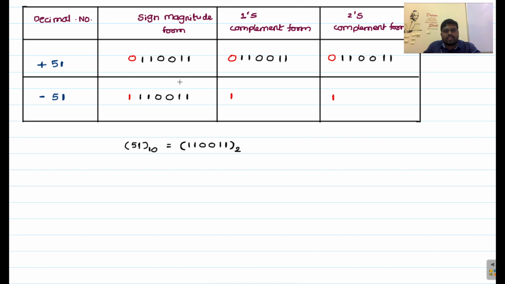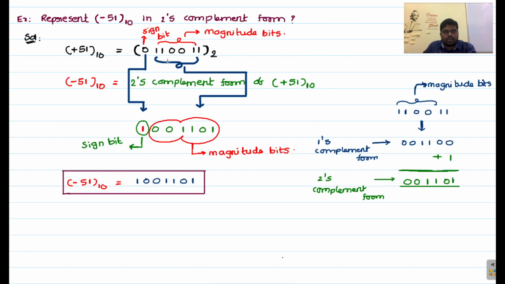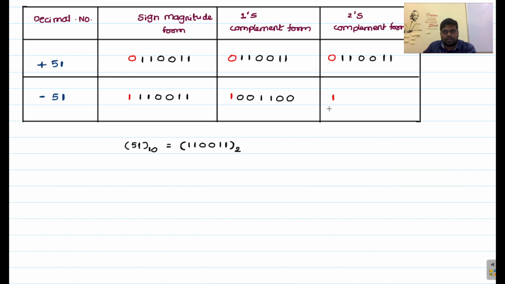Next you can take these magnitude bits. In ones complement form, you just invert all these bits, right? Then what you will get is 001100, right? And in the same way for twos complement form, we already calculated it. This is your twos complement representation of minus 51, that is 1001101, right? So just copy the same thing here. For the ones complement number, you should add plus 1 here, then you will get 001101.